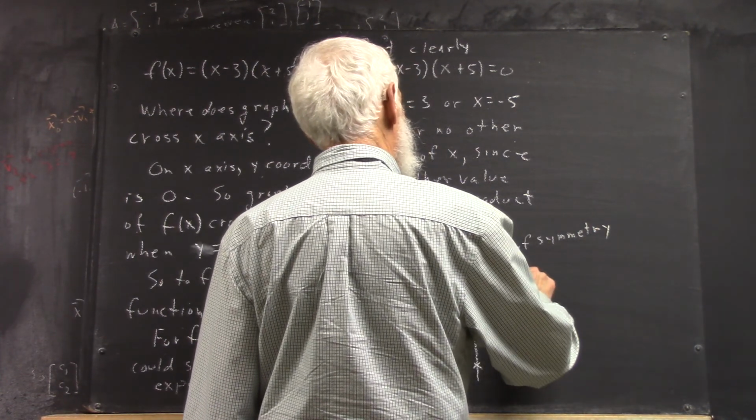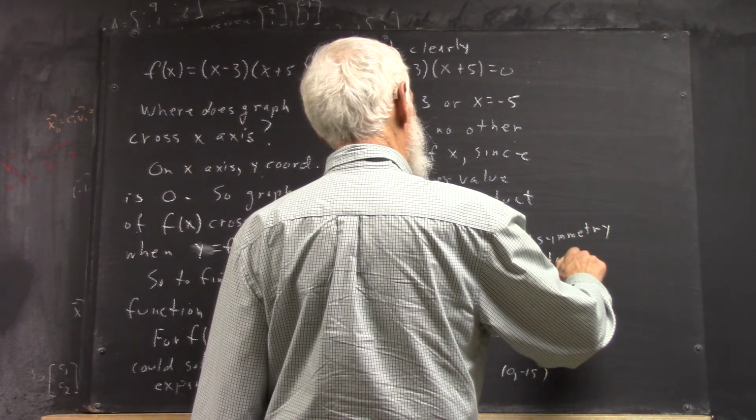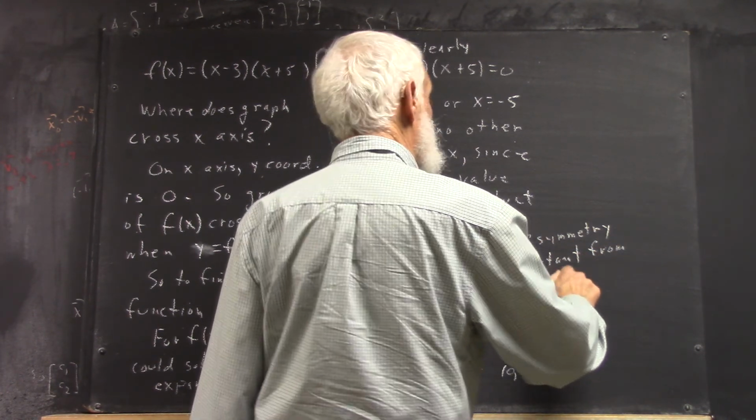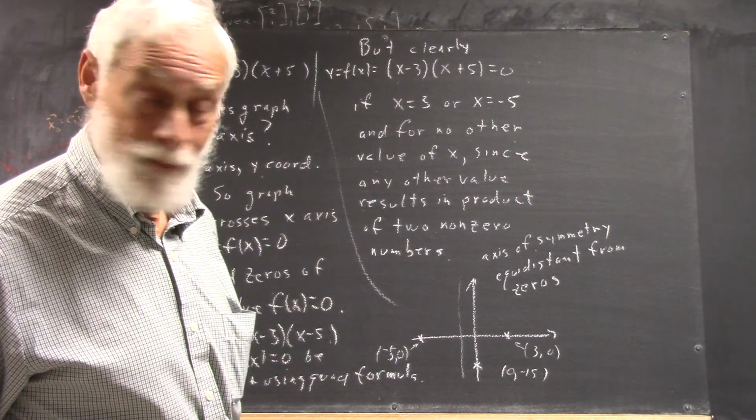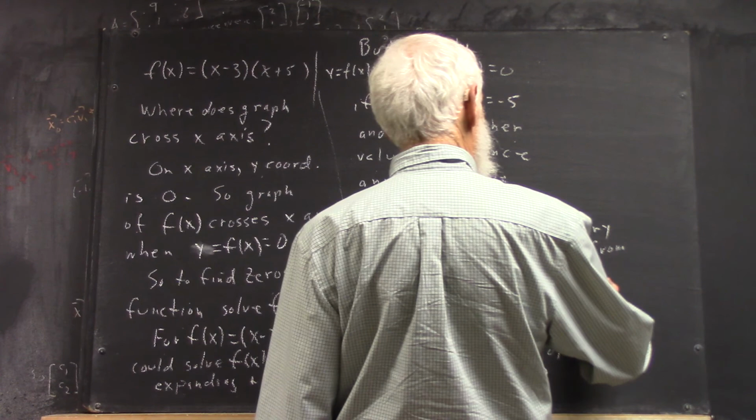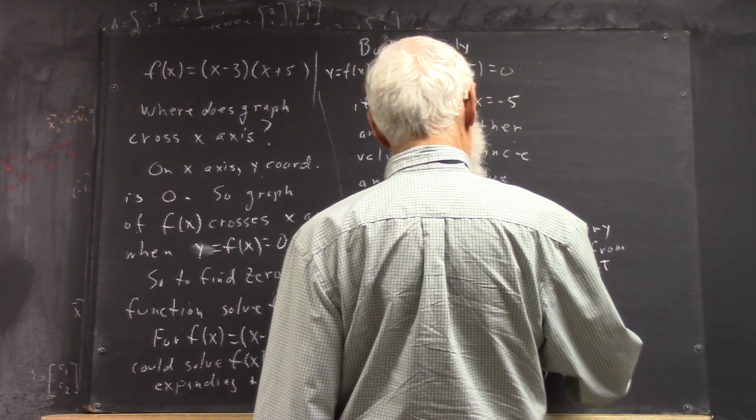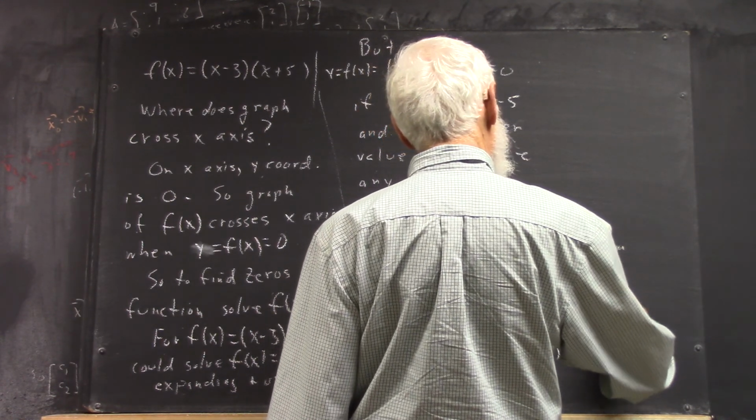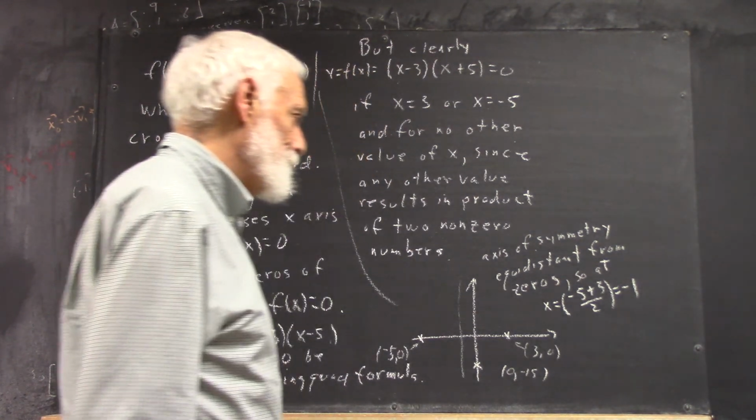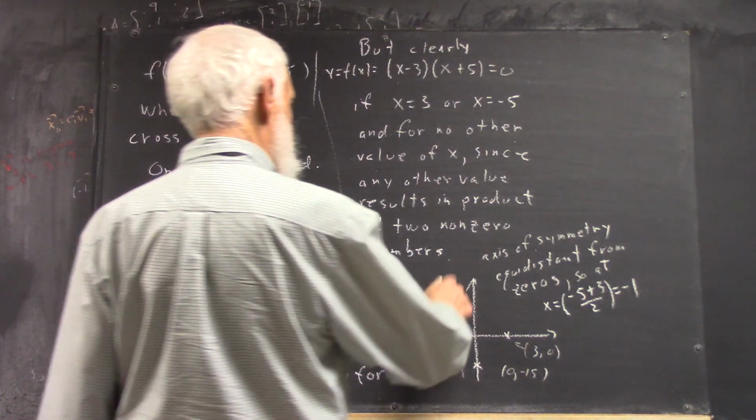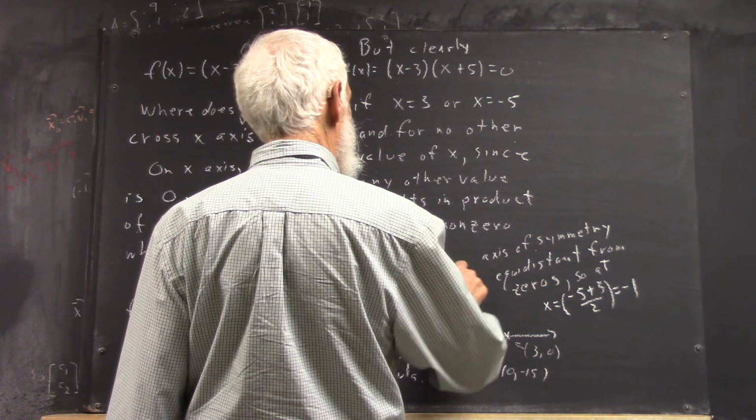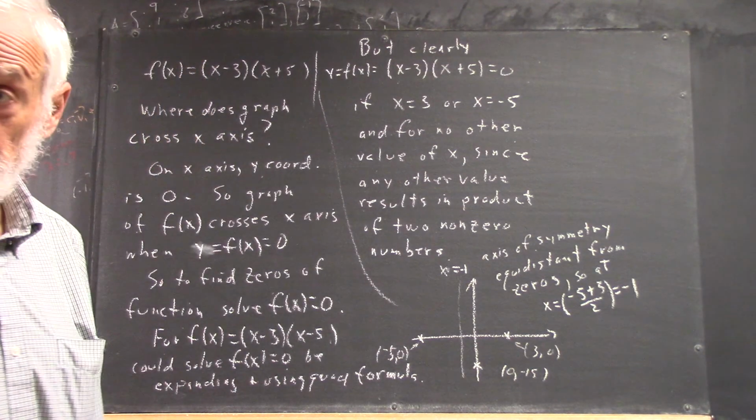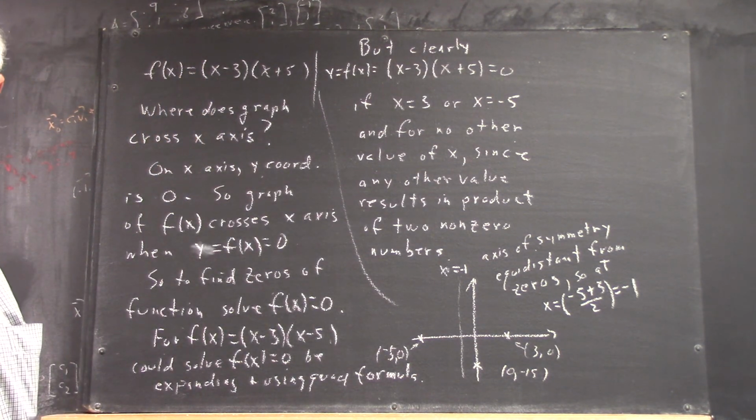And I'm going to say it's equidistant from the zeros. Okay? So it's at x equals -5 plus 3 over 2 equals -1. So now we got x equals -1. Okay? And what's the y-coordinate?